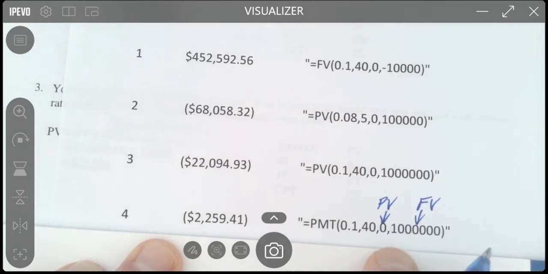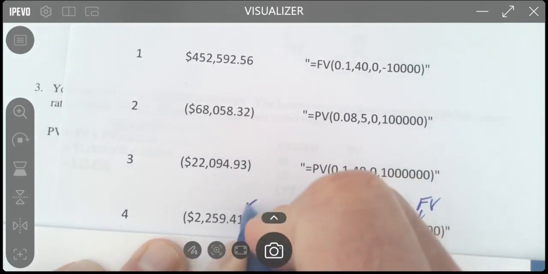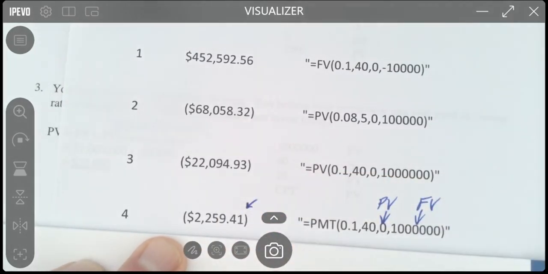That's the rate, number of periods, the present value, and the future value. We got 0 today, but we're going to have $1 million in 40 years. And we're going to do so by making a $2,259.41 payment into our account every year as we work.